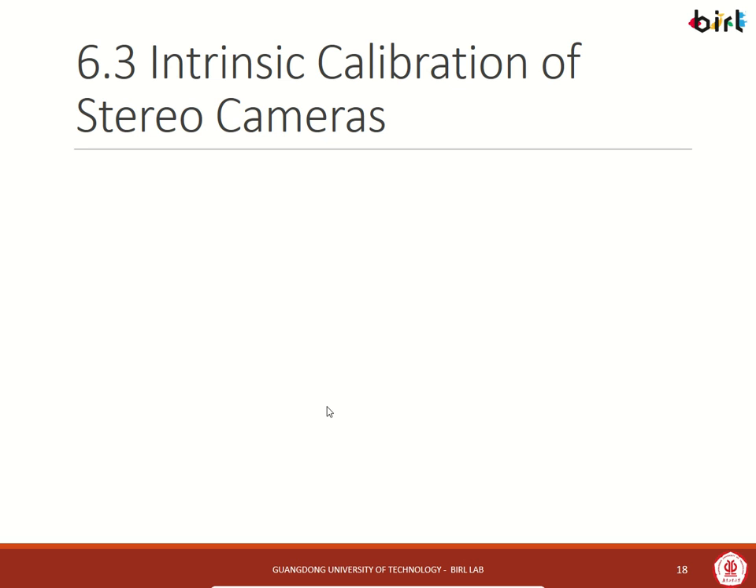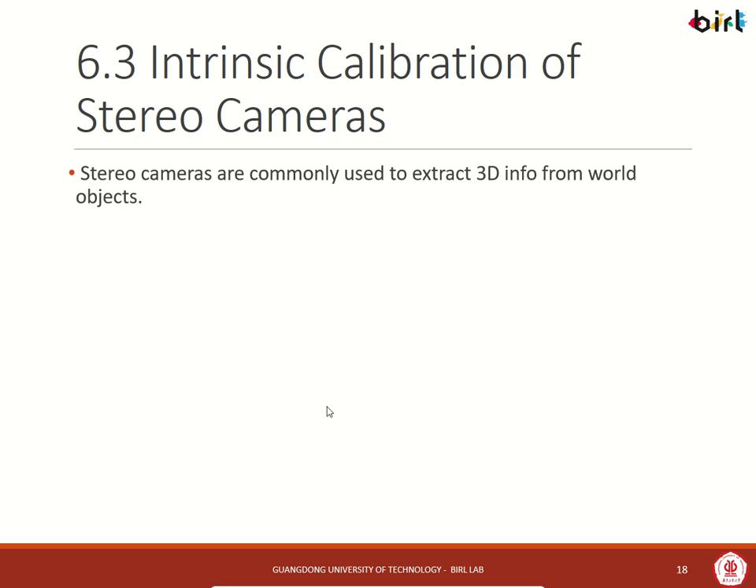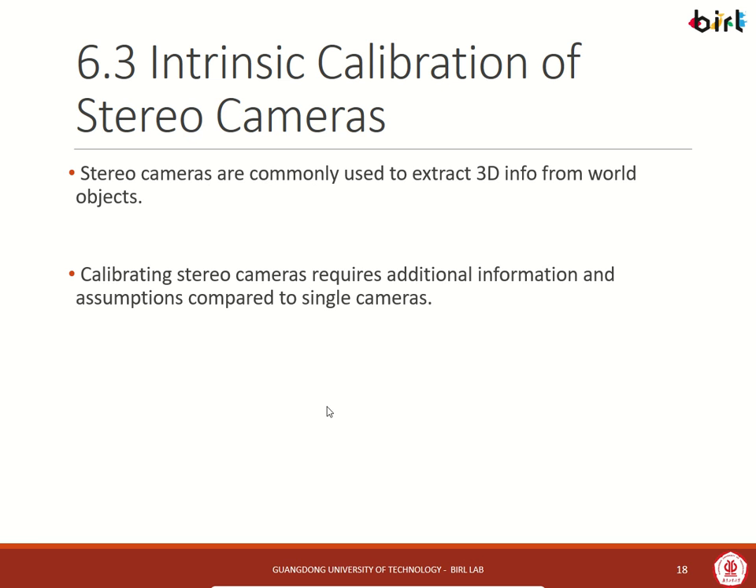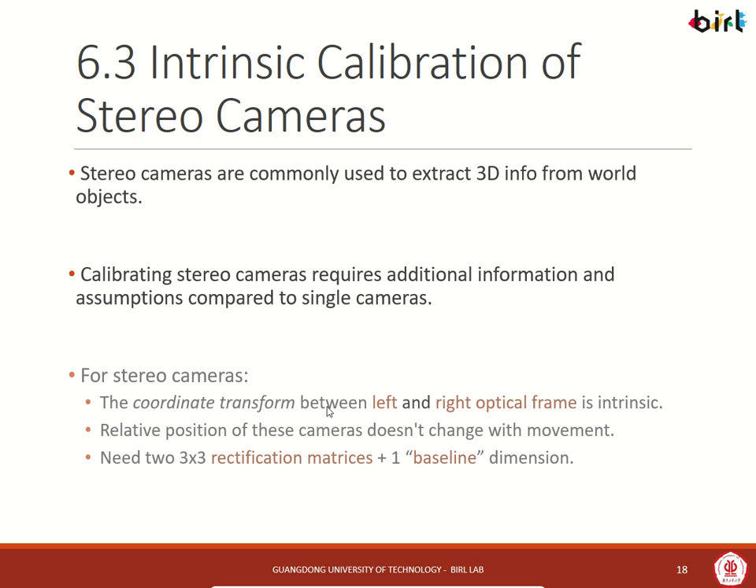Now what if we want to use two cameras, not one camera? Why two cameras? Even though you can do it with one camera too, typically you extract 3D information from the world using two cameras. And so when we do stereo cameras, there's going to be a little bit extra information and assumptions that we need to have compared to single cameras.